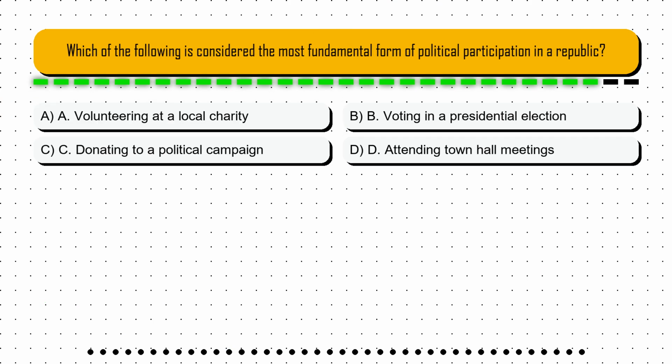Question 15. Which of the following is considered the most fundamental form of political participation in a republic? Option A. Volunteering at a local charity. Option B. Voting in a presidential election. Option C. Donating to a political campaign. Option D. Attending town hall meetings.